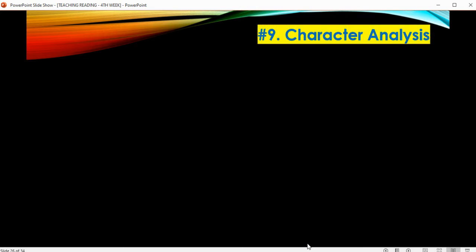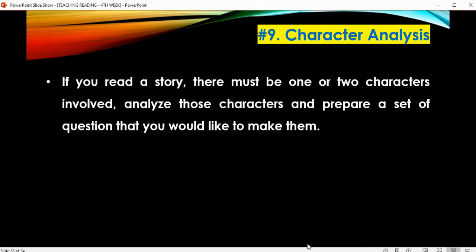The other one, activity number 9, is the character analysis. This is more specifically when we make them read a story or a dialogue. Remember that here we can find characters, so there must be one or two characters involved. Analyze those characters and prepare a set of questions that you would like to ask them.